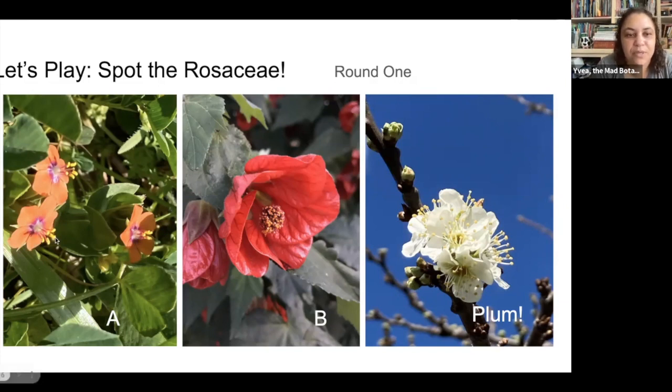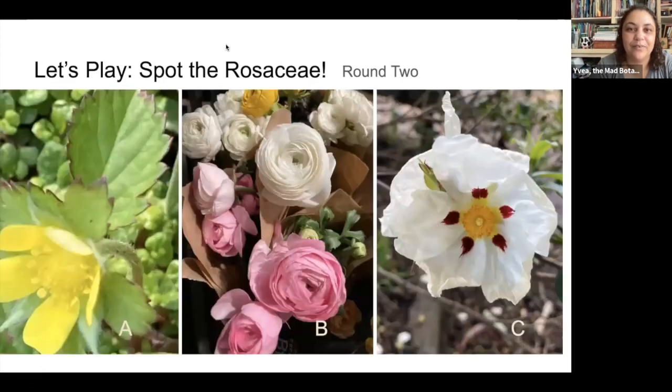The reason why I included this one is because this is from the primrose family, which means it does look a little bit rose-like since it's from primrose. It's called Scarlet Pimpernel. And this one here is a hibiscus. Are you all ready for round 2? All right, here we go. Round 2 of Spot the Rosaceae.